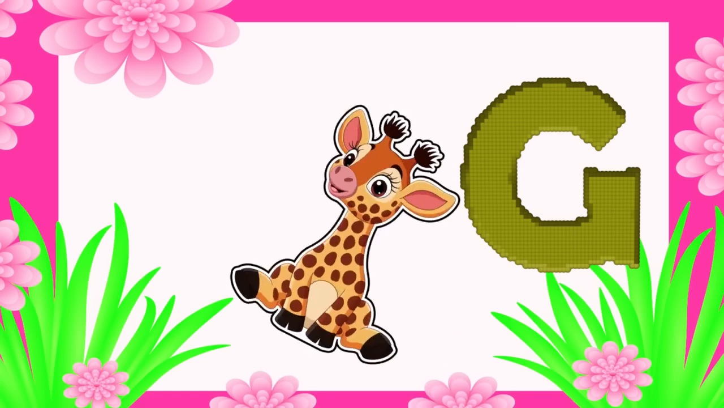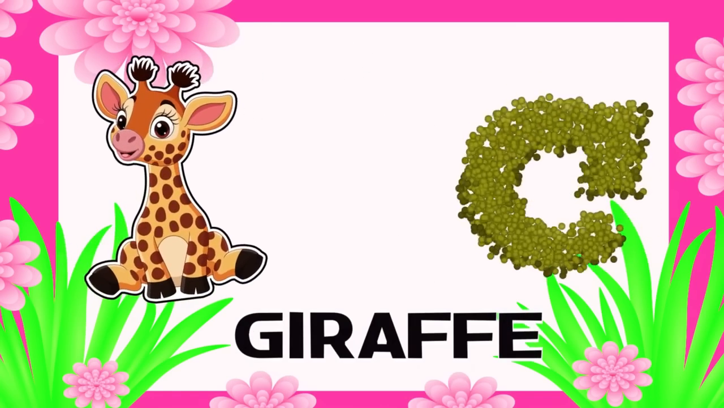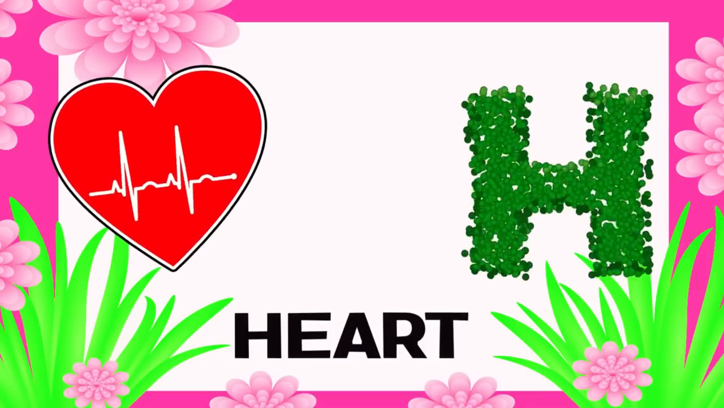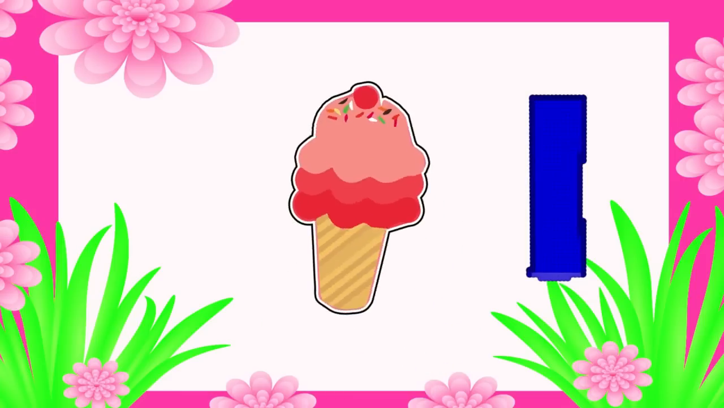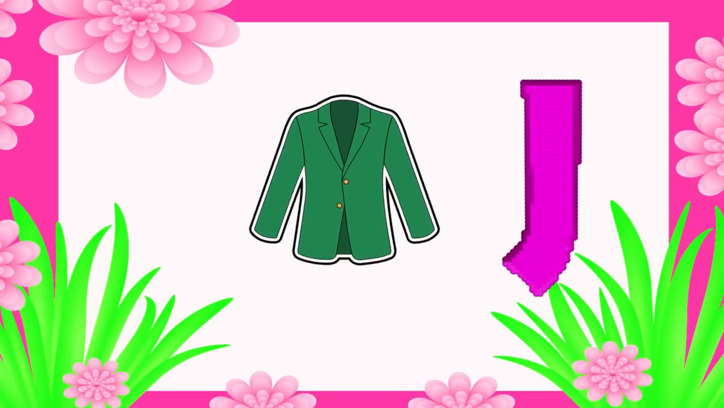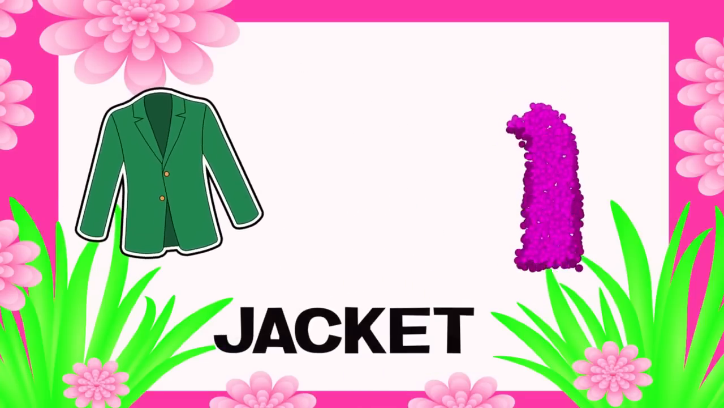G. G is for giraffe. Giraffe. H. H is for heart. Heart. I is for ice cream. Ice cream. J. J is for jacket. Jacket.